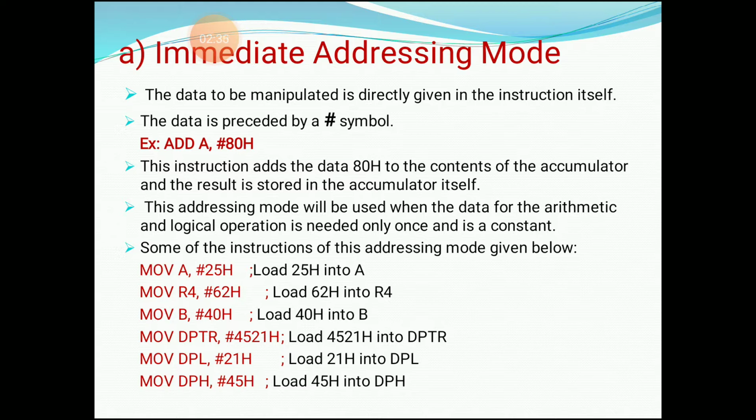MOV B, #40H. This instruction loads 40H into the register B. MOV DPTR, #4521H. This instruction loads 16-bit data or address to the DPTR. This instruction is represented by using two 8-bit instructions: MOV DPL, #21H and MOV DPH, #45H. These two instructions perform the operation of MOV DPTR, #4521H.